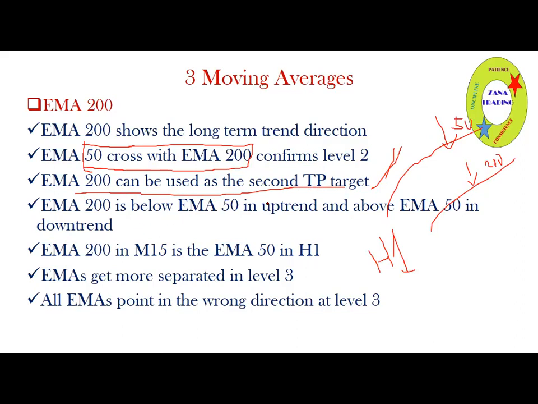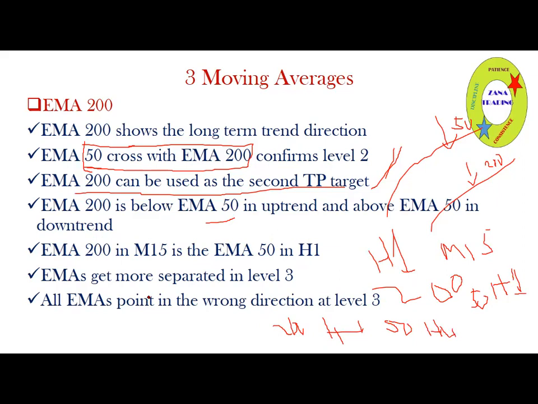Then it is below the MA50 in an uptrend and above the MA50 in the downtrend. MA200 in M15 is the MA50 in H1. So the 200 moving average that you see in the M15 time frame is actually the 50 moving average in the 1 hour, right? In like manner, the 200 that you see in the 1 hour is also the 50 in the 4 hour time frame. If you do the mathematics, you see what happens there.